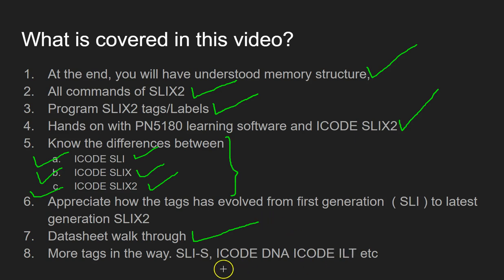And again, the more tags there are, obviously the more videos are going to come. There are tags called SLIX, you've got ICODE DNA, and you've got ICODE ILT tags, and there could be more tags coming in the near future.